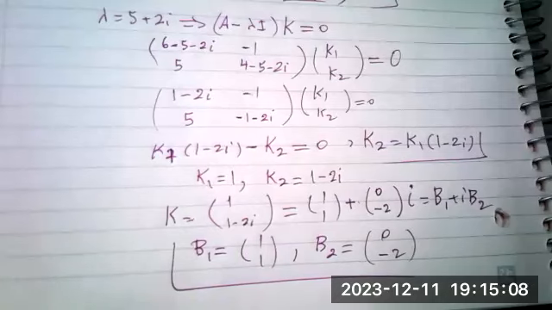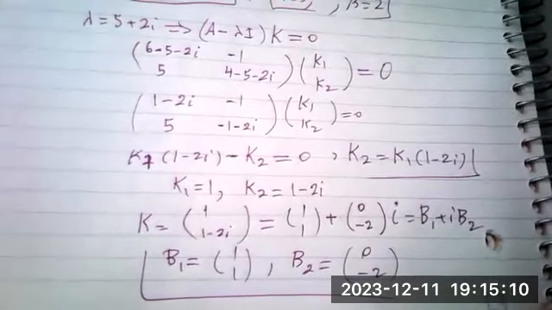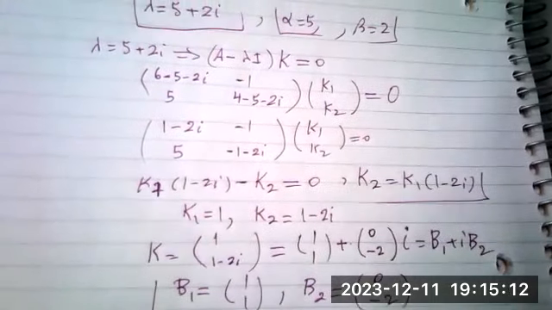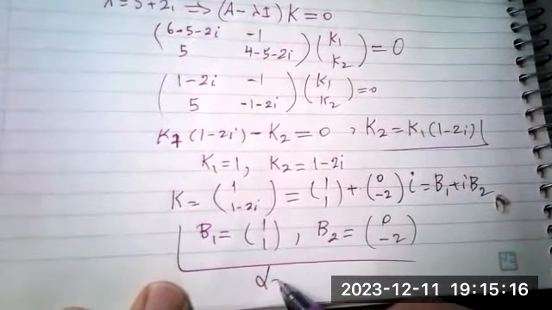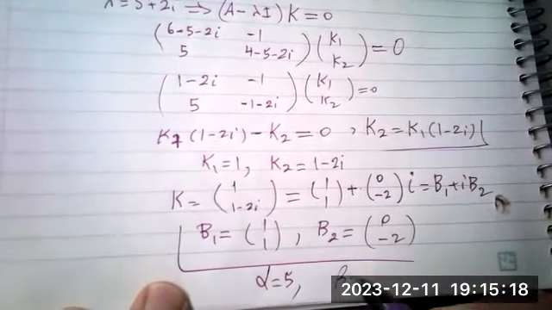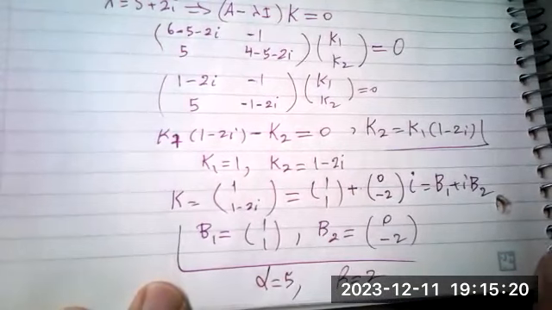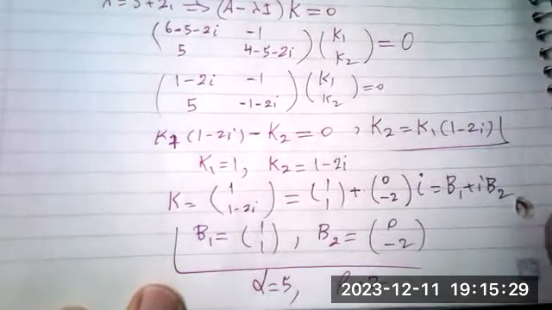Okay. Any questions? So we are ready. Remember, alpha is 5 and beta is 2. You know that the solution would be v1 plus i v2 times cosine of beta t plus i sine of beta t. We multiply them together, but we've already done this one, and we know the solutions.